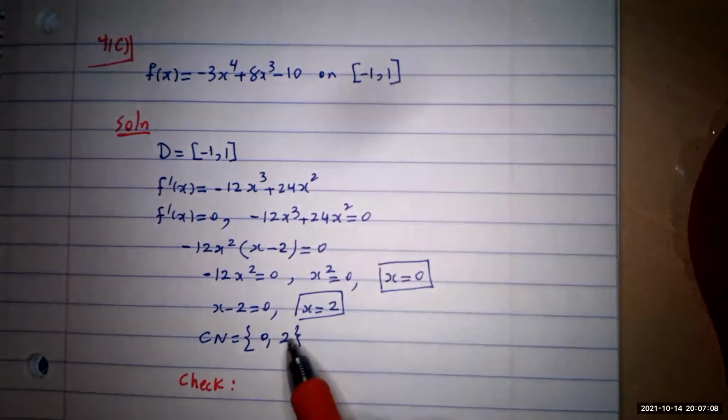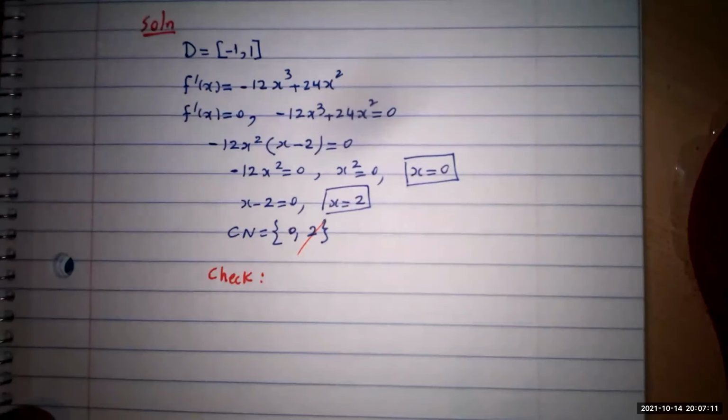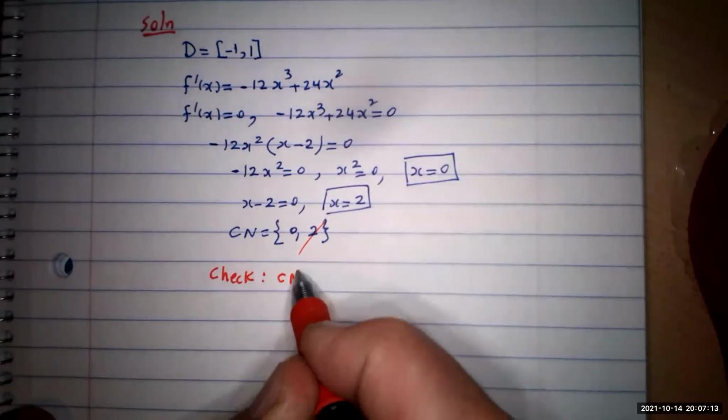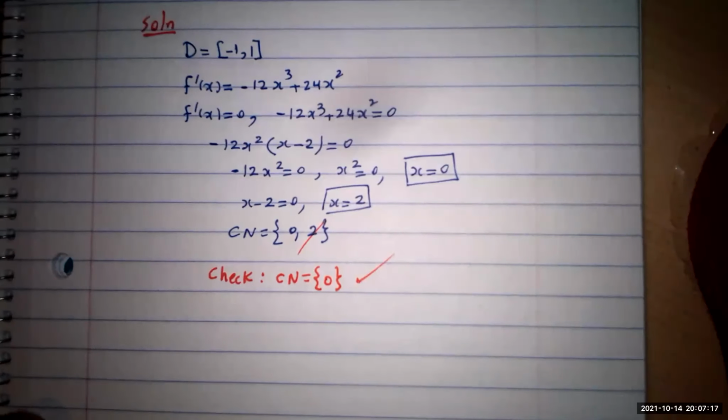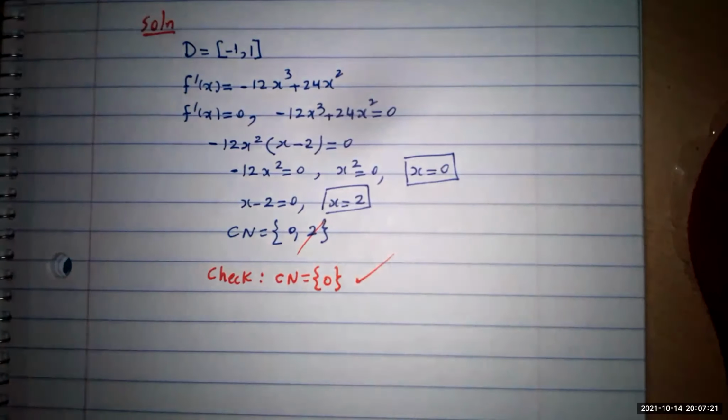So you cross out the 2. The only one that you are going to accept is going to be 0. That's why we've emphasized that you have to check it. You may cross both of them out, it doesn't matter. You go to the next step because you always have the endpoints of the interval.